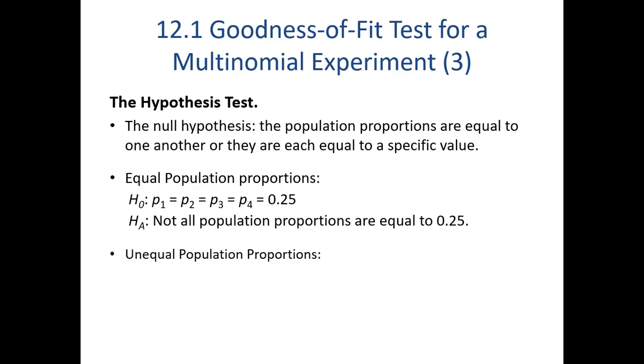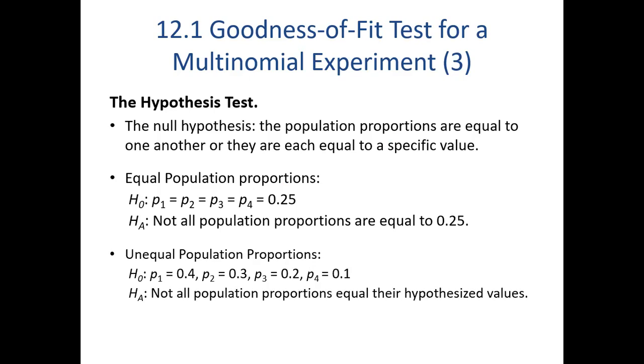Unequal population proportions: null hypothesis could be P1 equal to 0.4, P2 equal to 0.3, P3 equal to 0.2, and P4 equal to 0.1. So this is the status quo. This is what the proportions we think will be, correct. And alternate, not all population proportions are equal to their hypothesized values.